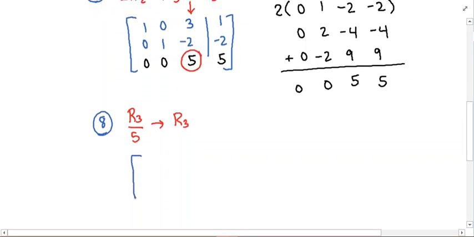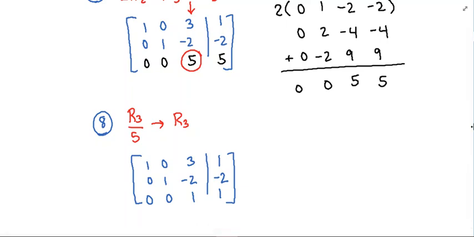Let's write that down. Row 1 will stay the same, row 2 will stay the same. Take everything in row 3 and divide by 5. 0 divided by 5 is 0. 0 divided by 5 is 0. 5 divided by 5 is 1. 5 divided by 5 is 1. So there's your updated matrix. You've got a 1 on the main diagonal.